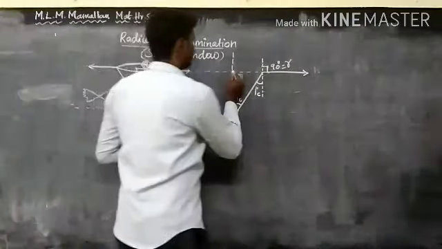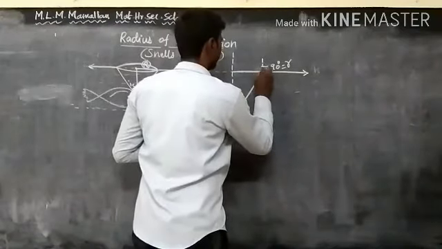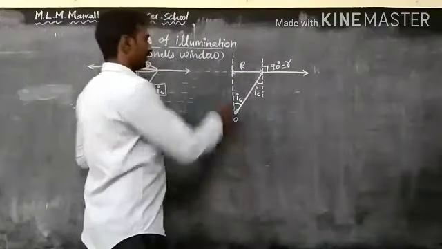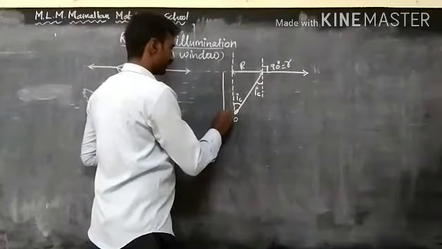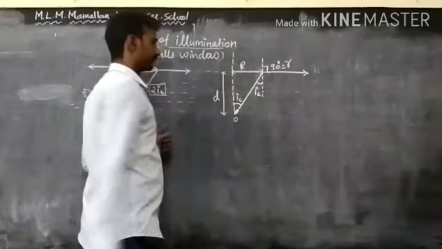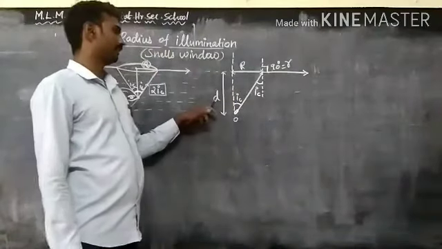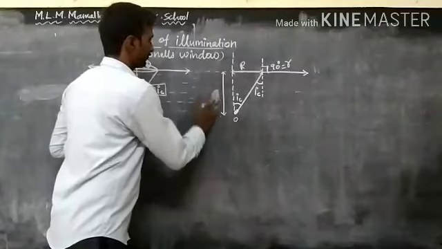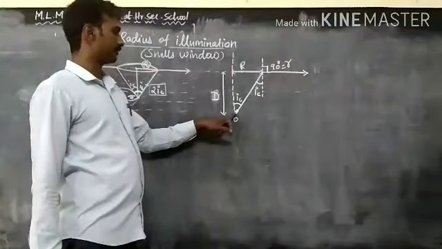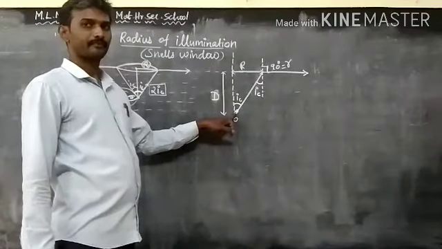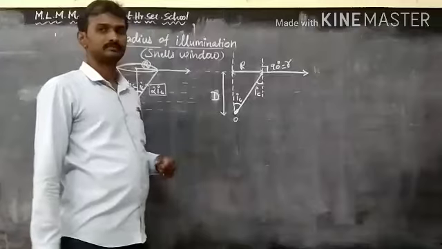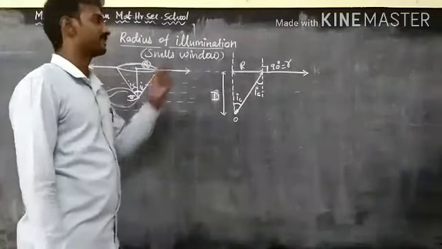Then this is the radius of illumination. It is denoted by capital Z. And the position of the object inside the water is denoted by depth D. So I will take capital D. So this is the depth of an object. Now we are going to find out the radius of this illumination by using Snell's law.